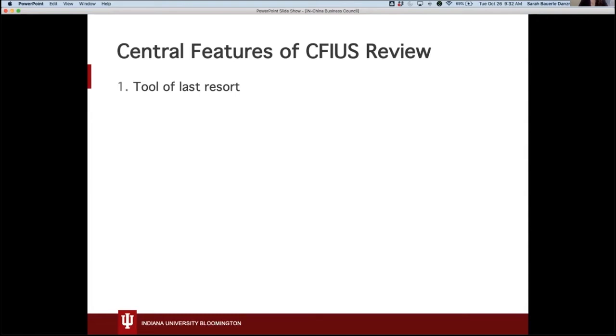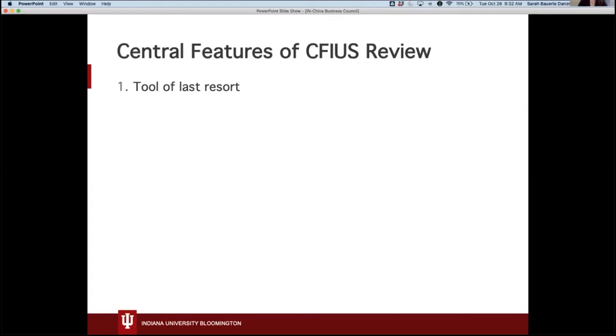So CFIUS is best seen as a stopgap measure to protect national security when existing authorities are inadequate, often because there's an assessment that the risk that arises from the transaction is novel. So the US government really does prefer to lean on regulatory measures that are clear ex ante and that apply broadly rather than are applied on a case-by-case screening, because that is just better for the operation of an open business environment in which firms can adequately understand risk and it reduces uncertainty.